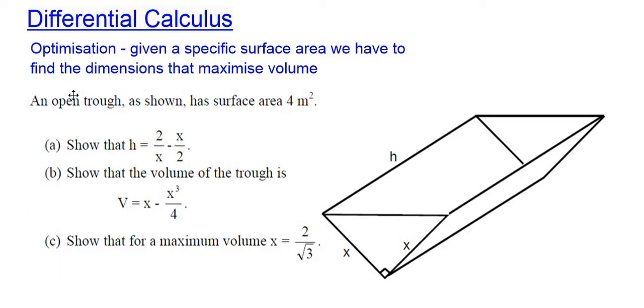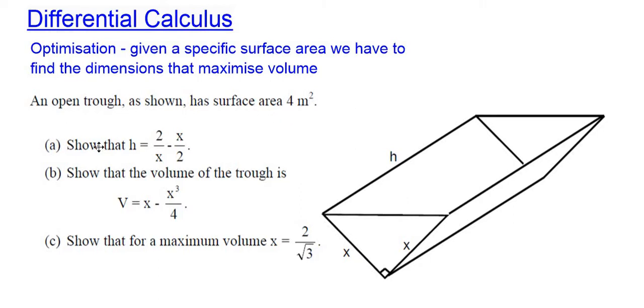So an open trough as shown, so this is like a trough shape, a triangular prism. We have x and x here for the sides of the triangle, and h seems to be running along what would be the length. It has a surface area of 4 meters squared, so all the surfaces combined have a total area of 4 meters squared. So this information will be useful later. It's really important that when we read the question we understand what may be important.